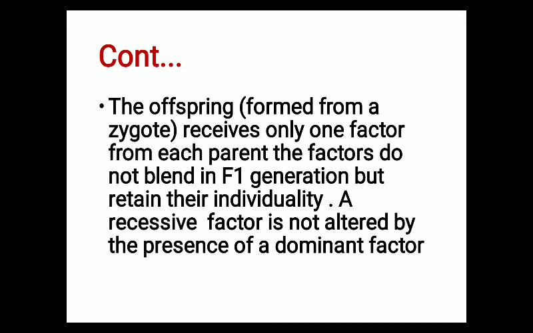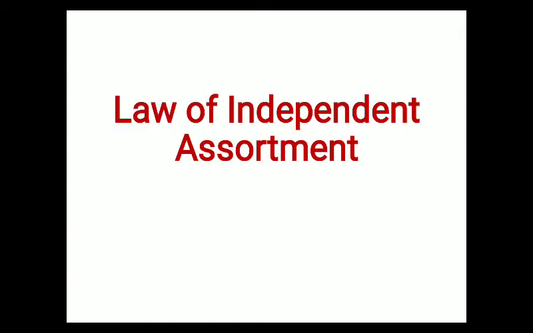The offspring formed from a zygote receives only one factor from each parent. The factors do not blend in the F1 generation but retain their individuality. A recessive factor is not altered by the presence of the dominant factor. Now come to the last and third principle of inheritance, which is the law of independent assortment.